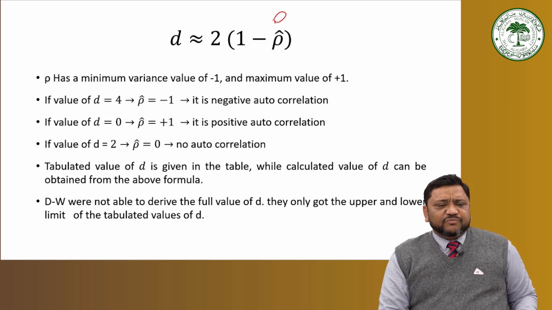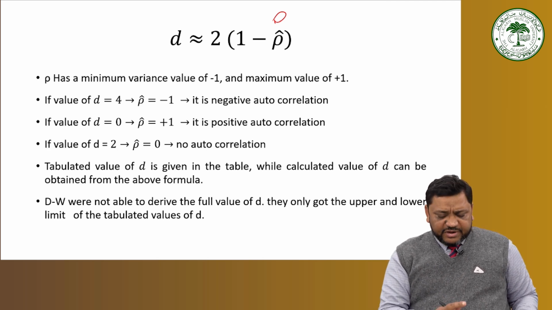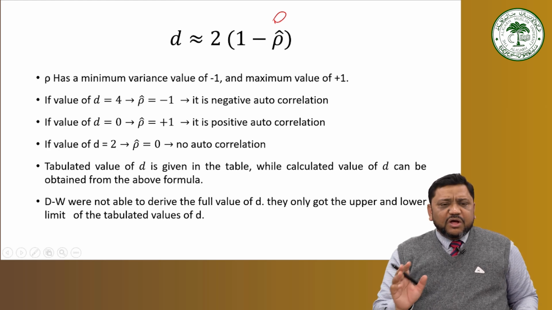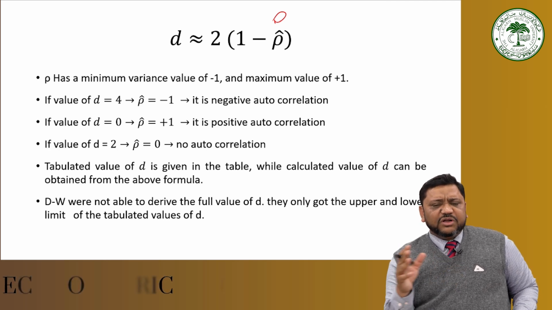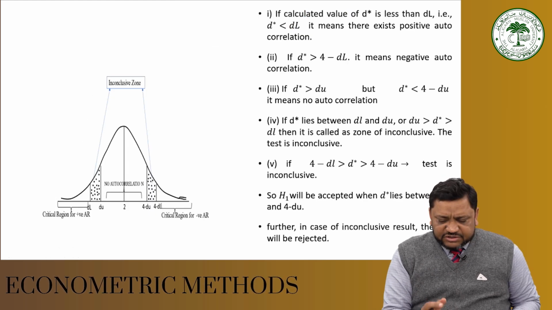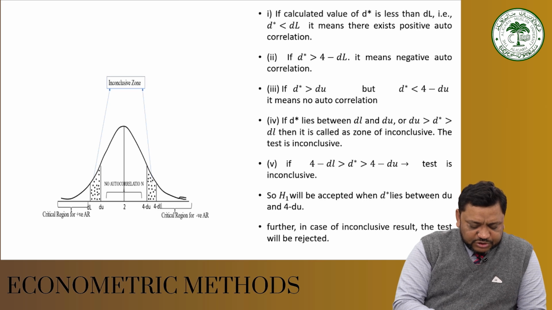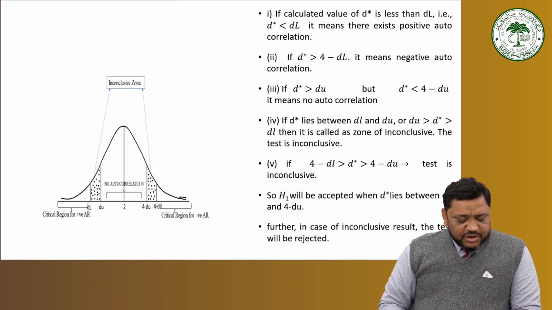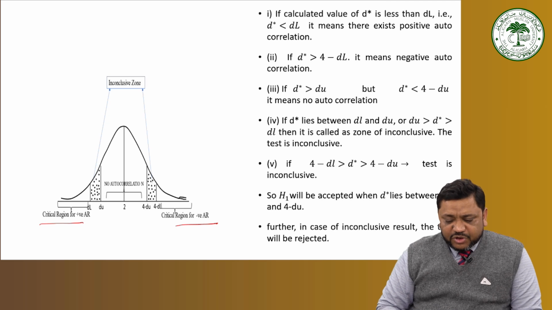Then what we do, we compare the tabulated value given in the table with the calculated value of d obtained from this formula. There is a limitation that Durbin and Watson were not able to derive the full distribution of d. We got only the upper and lower limits, dU and dL, of the d table values. Now you can see over here, we have dL, dU, 4 minus dU, and 4 minus dL. This side is for positive autocorrelation and this side is for negative autocorrelation.